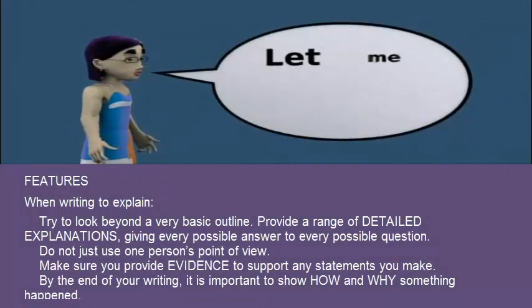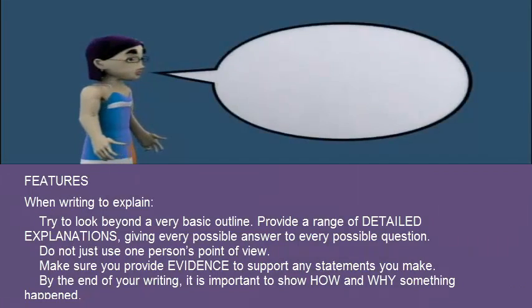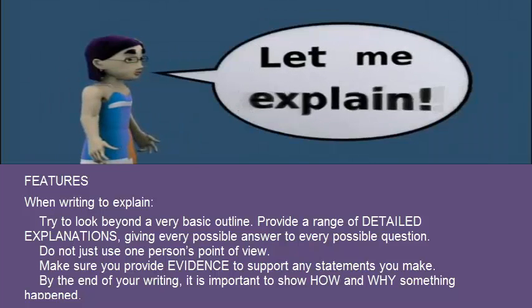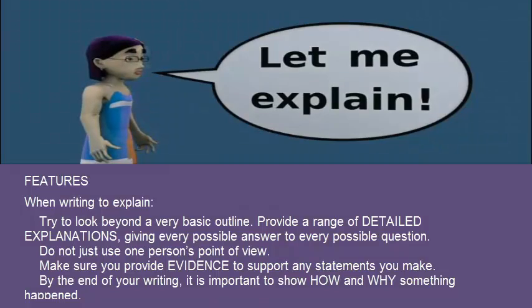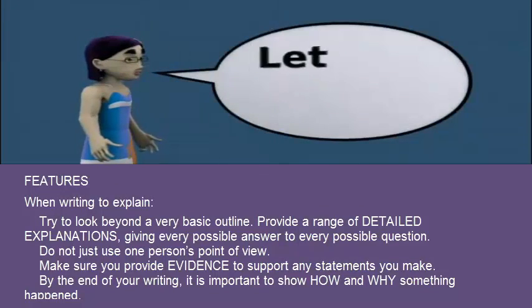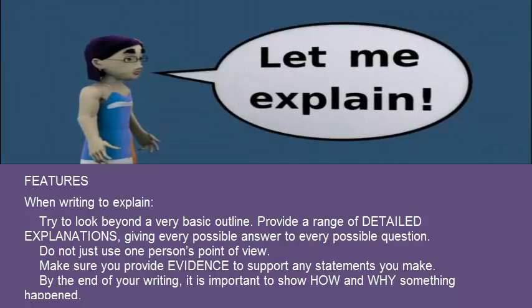Features. When writing to explain, try to look beyond a very basic outline. Provide a range of detailed explanations, giving every possible answer to every possible question. Do not just use one person's point of view. Make sure you provide evidence to support any statements you make. By the end of your writing, it is important to show how and why something happened.